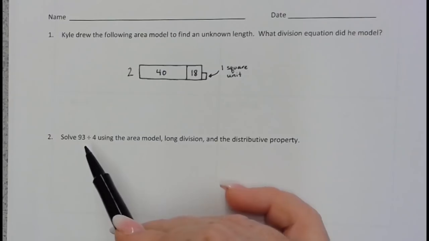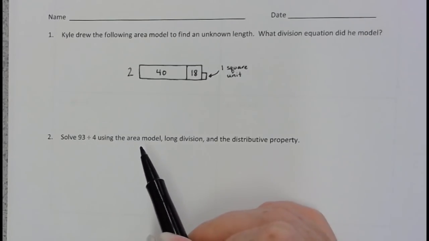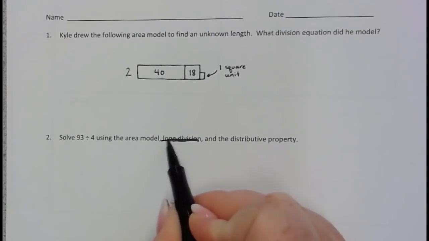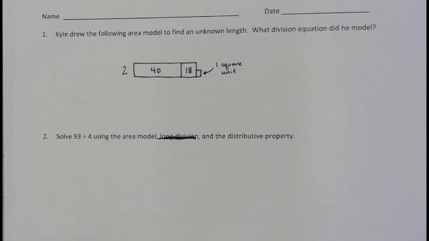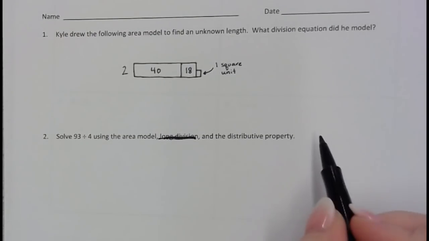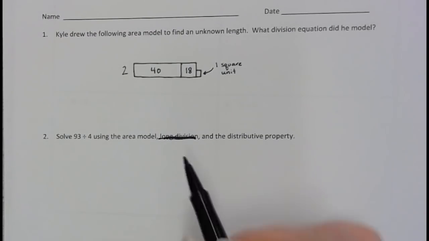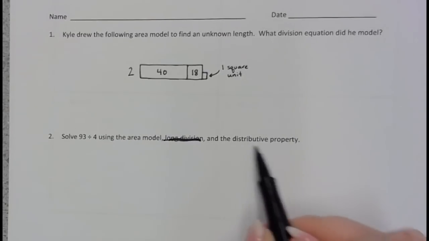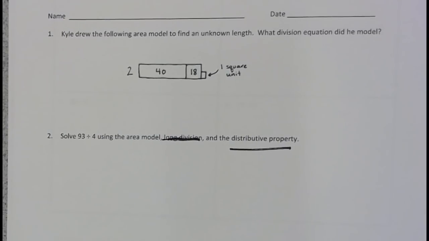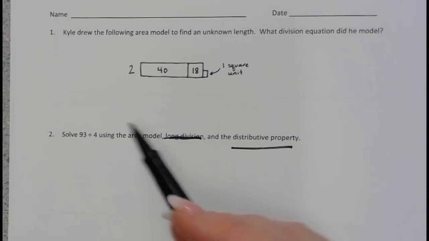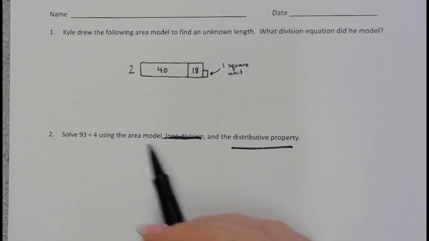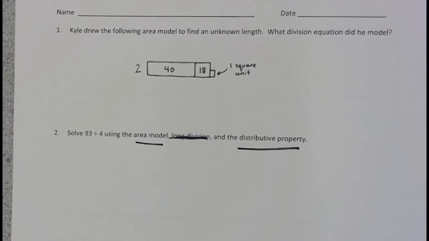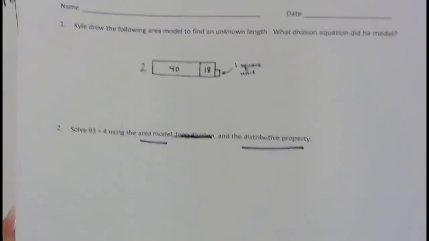And then down here it says solve 93 divided by 4 using the area model, long division, and distributive property. You can go ahead and cross out long division, okay? We are not going to be doing long division. I want you to just do the area model and the distributive property only, okay? And the same goes for your homework this evening. Don't worry about doing the long division. I'm looking for just the distributive property. Okay, so again, 93 divided by 4 using the area model and the distributive property. Okay, we are going to continue to work on these division strategies.